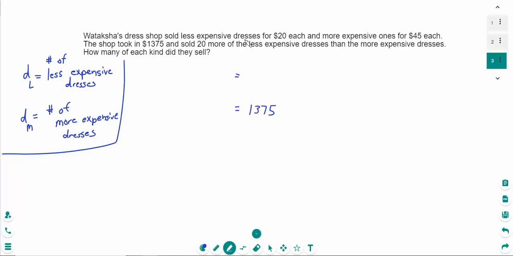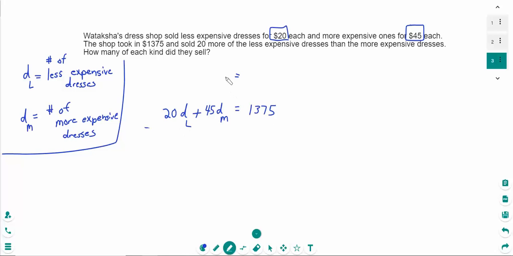Well, you would take the number of dresses that are less expensive. The less expensive dresses cost $20 each. So we'll take the dresses that are less expensive and multiply that by 20. Let's move that up. So we have 20 times the number of dresses that are less expensive, and then we're going to add that with the more expensive ones. The more expensive ones cost $45 each. So the $45 times the more expensive dresses, and that sum should give us $1,375. So there's one equation.